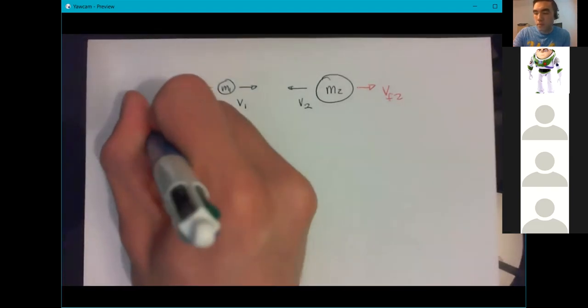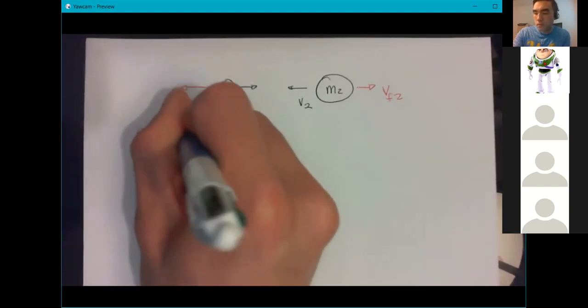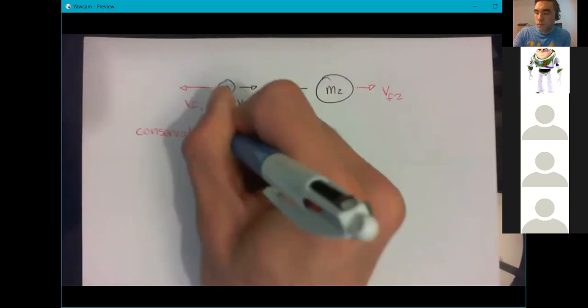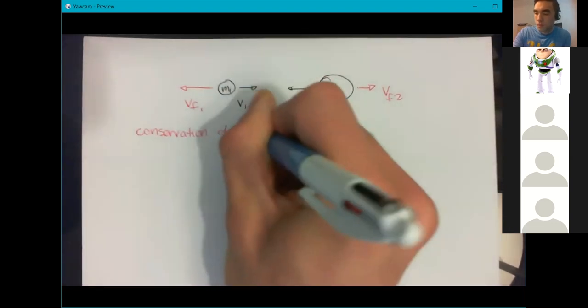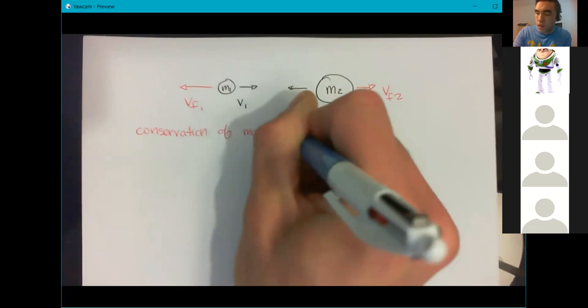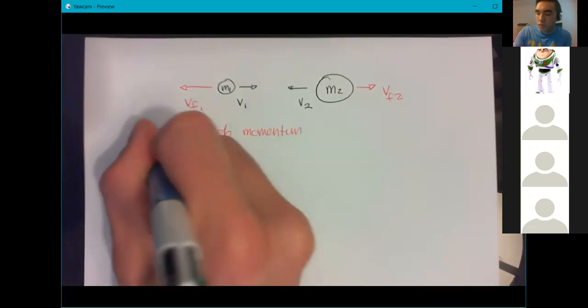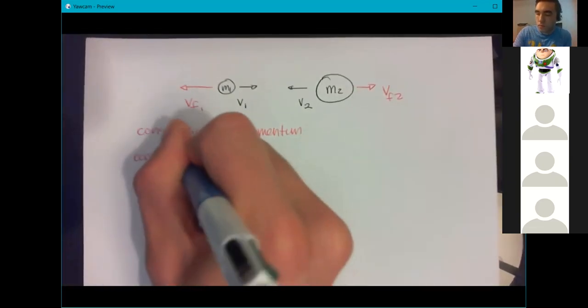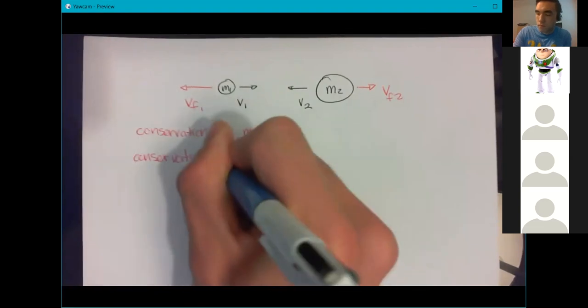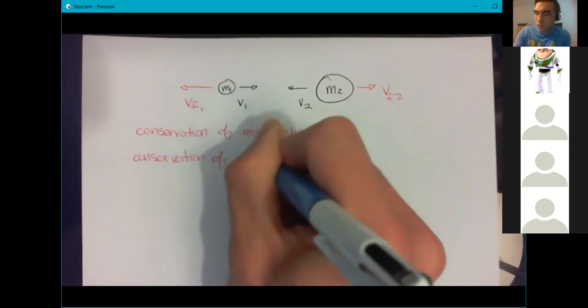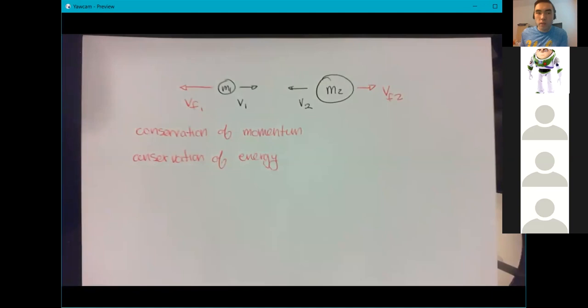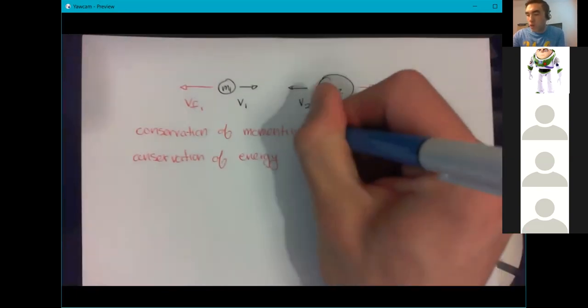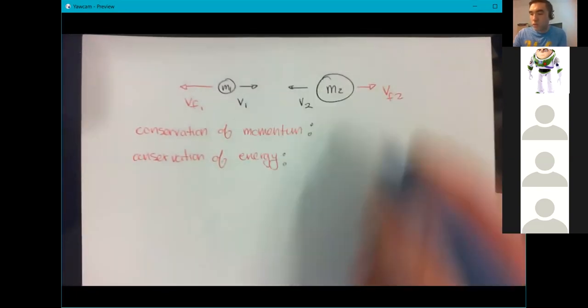There are two types of conservation equations that are used in collisions, and that would be conservation of momentum and conservation of energy. And I'm just going to write both of these out because, like I said, in lecture you'll learn what exactly gives us back these terms. But for us right now, we're just going to accept what I'm about to write is true.